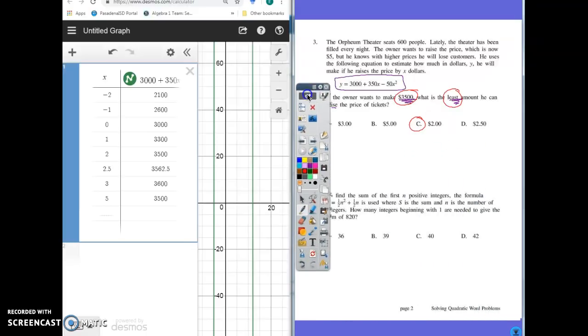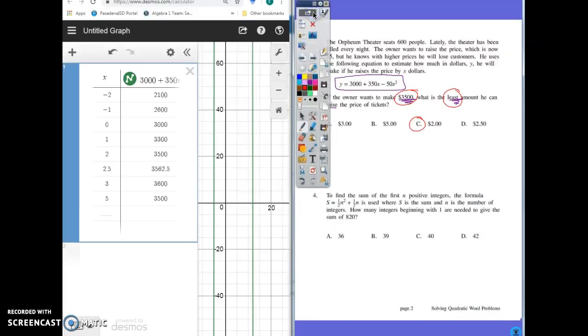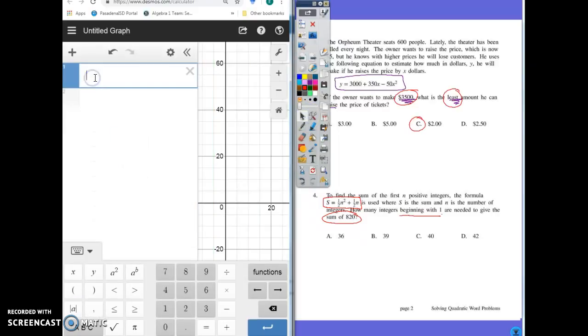Okay? And then the last one says to find the sum of the first n positive integers, the formula, we use this formula, so we're going to put this in Desmos, is used when S is the sum and N is the number of integers. How many integers beginning with 1 are needed to give the sum of 820? So we're going to do the same thing that we did here. We're going to type the equation and go look at the table.